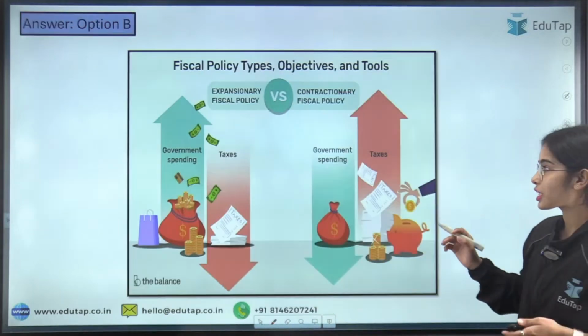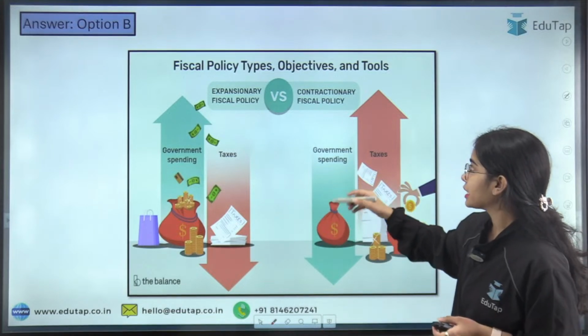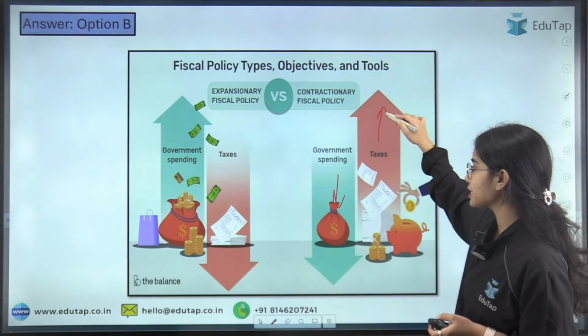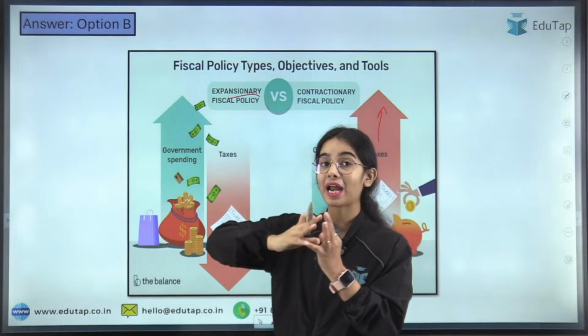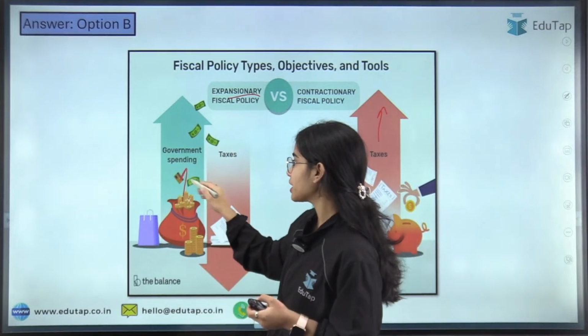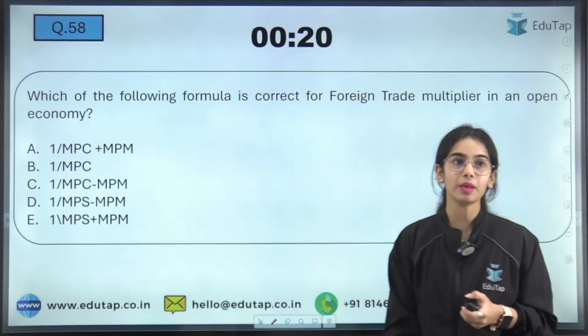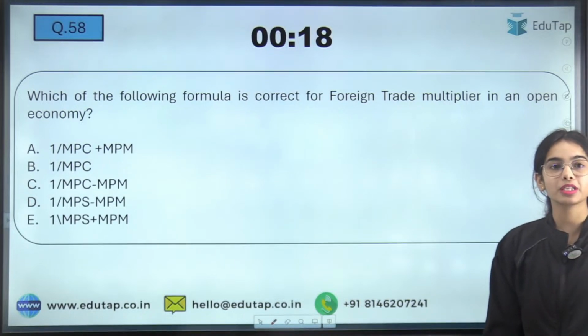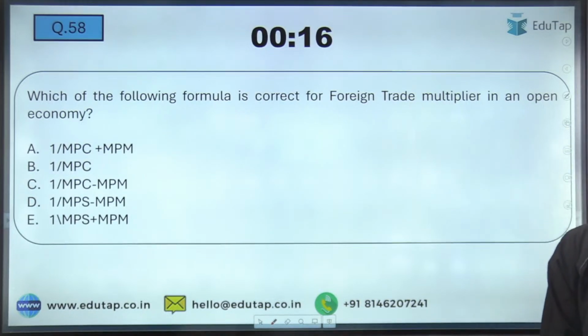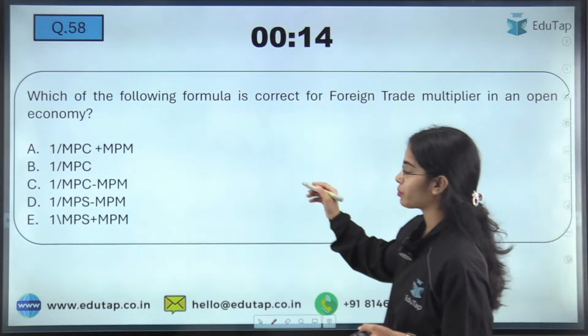Contractionary fiscal policy is when the government is decreasing its government expenditure or increasing its taxes. Expansionary, expanding the economy, means increasing the government expenditure and decreasing the taxes. Okay, next question: you have to tell me the correct formula of the foreign trade multiplier. I hope you know the correct formula of the foreign trade multiplier.